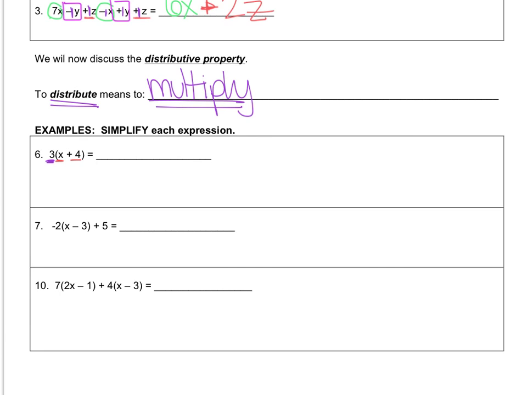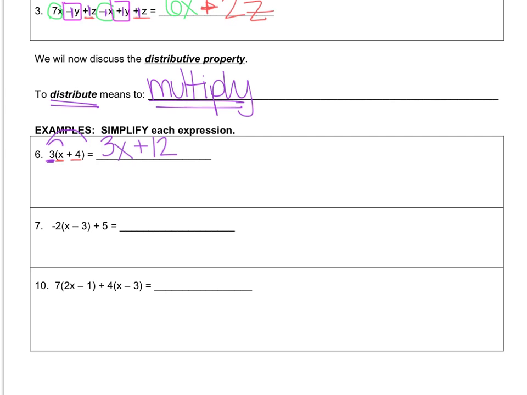I have an x term and a positive 4 term. Okay, so I'm going to multiply 3 times x, which is just 3x. Anytime you multiply a number and a letter, you just squeeze them together. And then 3 times a positive 4 is positive 12. Now check your expression. Can you simplify this? No, you can't. Why not? This has an x in it. Does 12 have an x in it? No, it doesn't. So you have to keep them separate.